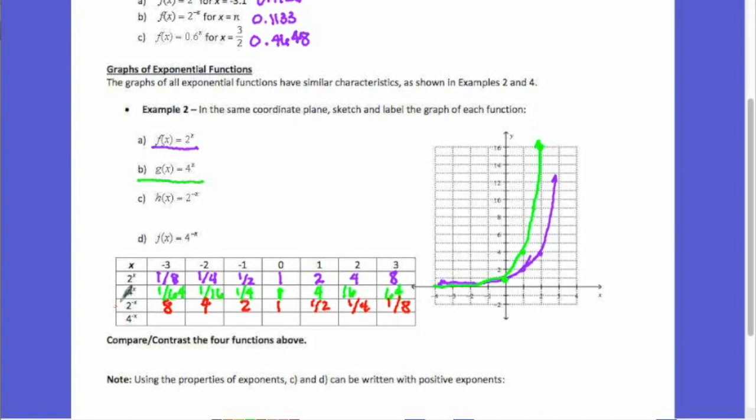Okay. At 0, we're still at 1, so my point is still here. But what's happened is that my values have now been reflected over the y-axis. And at 3, we're at 8. Okay, so we're going to come in like that. And that's for this one. And then our last one down here.